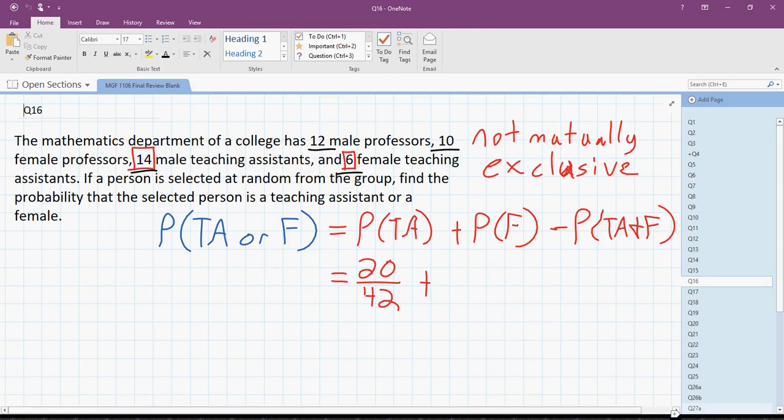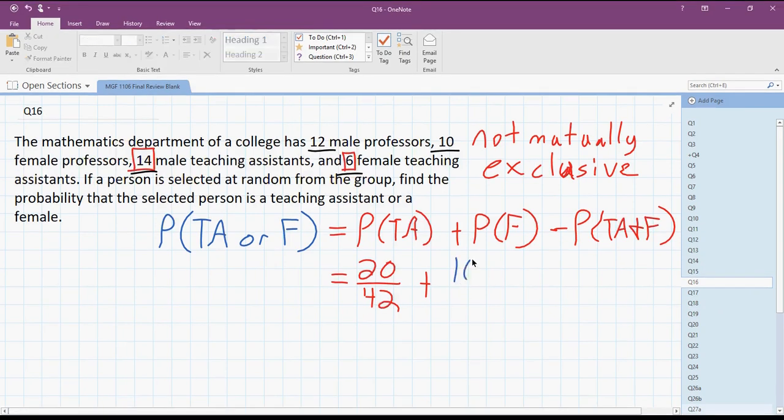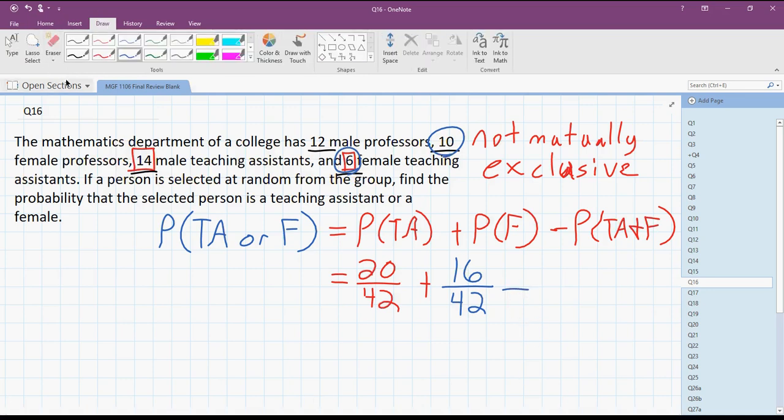Jumping over to that. All right, so you said that there are 16 females. Out of how many? 42. And again, there's 16 because we have 6 females there and 10 female professors. And then last but not least, we're going to knock out how many positions are female and teaching assistants. There are 6 of them. So we're going to subtract off 6 out of 42.